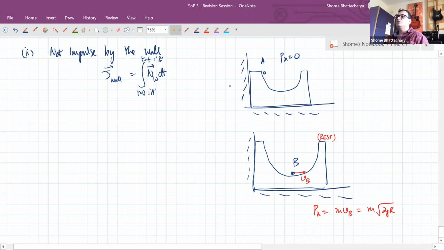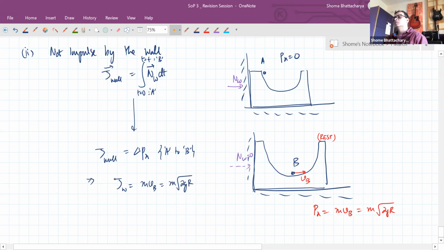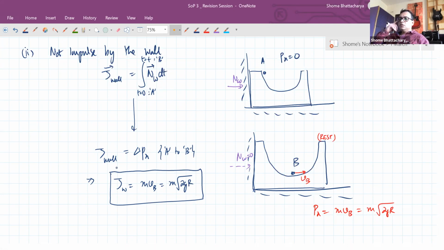Okay, and this is the time for which the wall is applying contact force. Now this contact force becomes 0, and after that the wedge loses contact with the wall. So this quantity is the change in horizontal momentum of the system as the particle goes from A to B. So the impulse applied by the wall will become this much. So this is this part of the question.